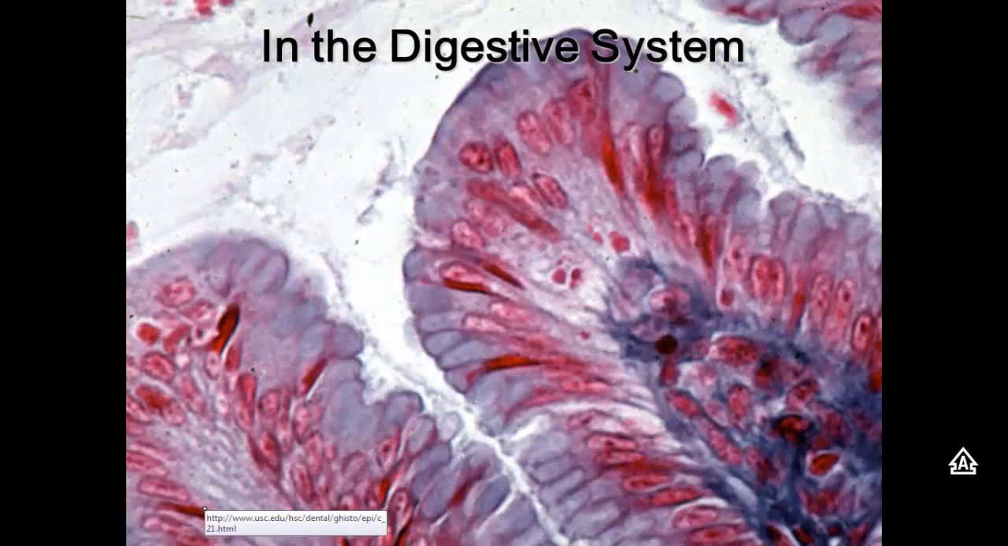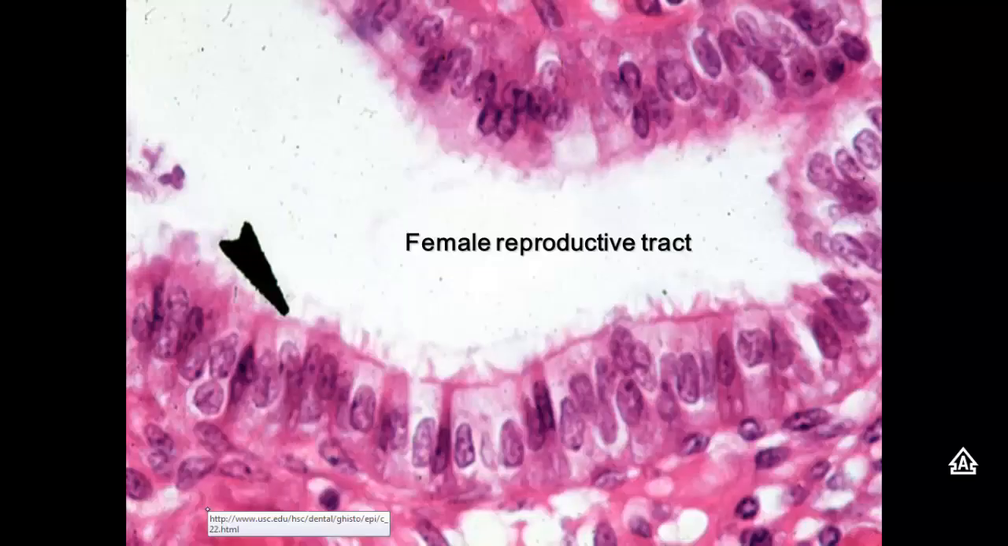The cells in the digestive system, though, are a little different. See, here is a cell here with the nucleus, and these are the cells that help us to digest and absorb our food. In the female reproductive tract, you've got more of a rectangular shaped cell. Here's the nucleus and the cilia that comes off of that. You'll learn more about that when we talk about reproduction.